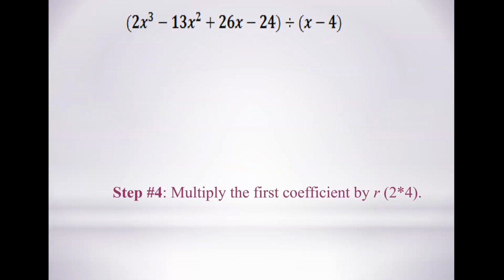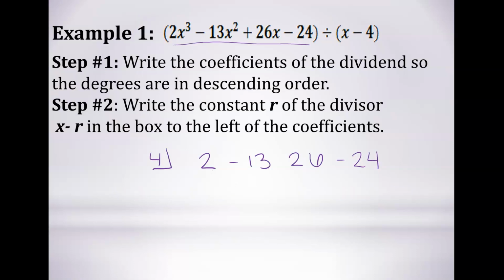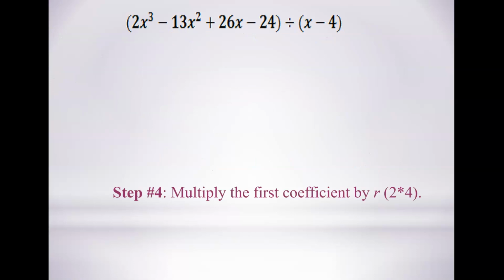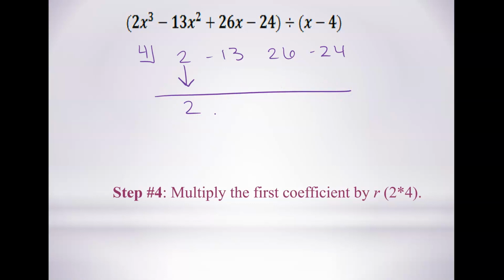Step 3. You are going to bring down the first coefficient. So we are going to take that 2, negative 13, positive 26, negative 24, with the boxed 4 in the corner, and we're going to bring down the first term straight down. Step 4 is to multiply that first coefficient by the r term. So in this case, it's 2 times 4, and that value goes under the negative 13 as an 8, because you take 4 times 2, and then you write your answer right there.